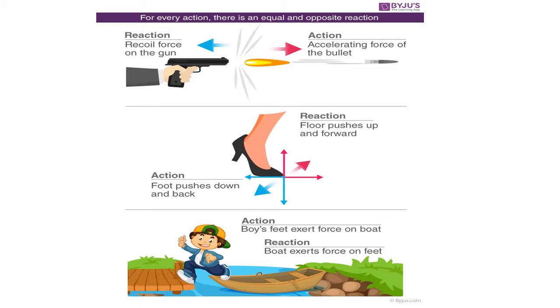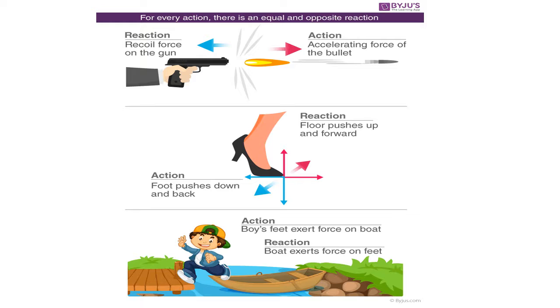Examples of Newton's third law of motion: you can see over here a bullet fired from a gun. The bullet will accelerate faster since its mass is less, whereas the recoil of the gun is less because the mass of the gun is more than that of a bullet. So for every action there is an equal and opposite reaction.